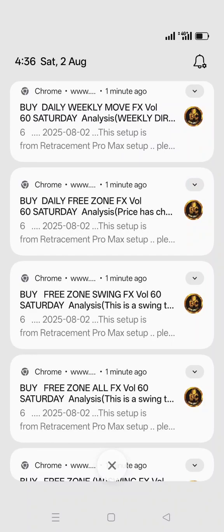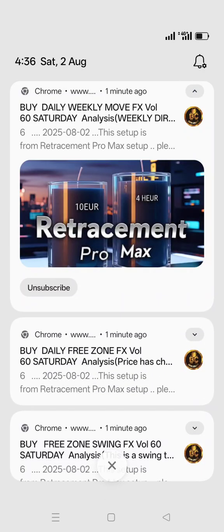All right, so this signal just dropped now. As you can see, buy daily weekly move FX vol 60 Saturday analysis. This is it. Let me take a screenshot.